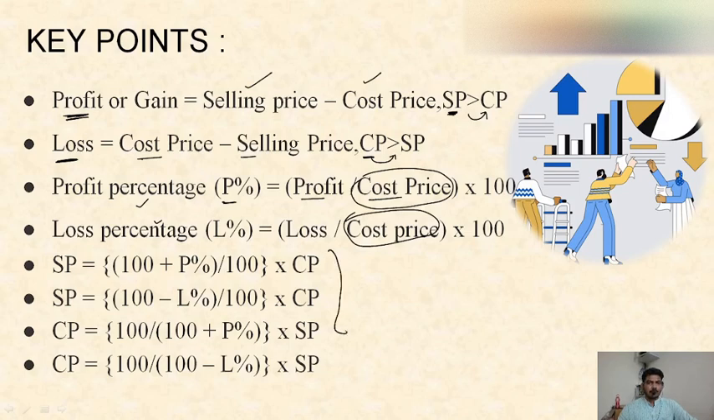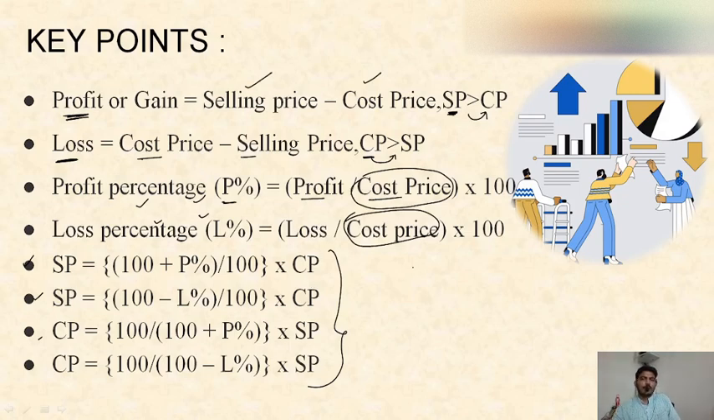And these are some formulas which are derived from these two formulas only. If we want to get the selling price in terms of profit percentage, and also the selling price in terms of loss percentage, and the cost price in terms of loss percentage or profit percentage, there are different formulas which we derive from this formula.